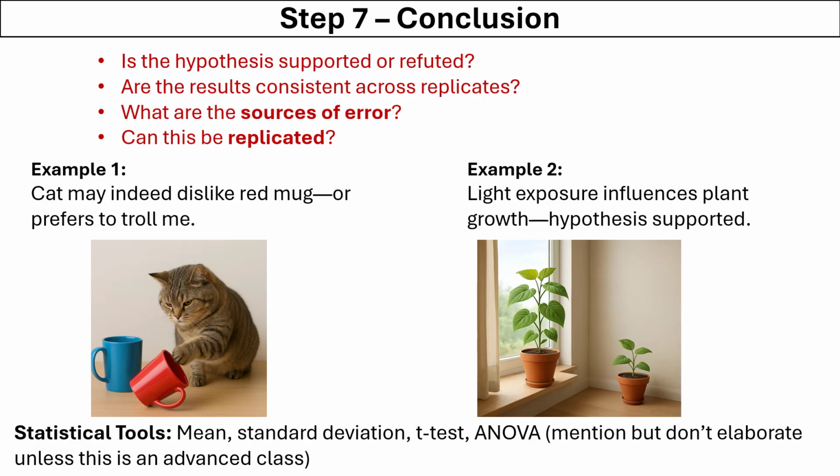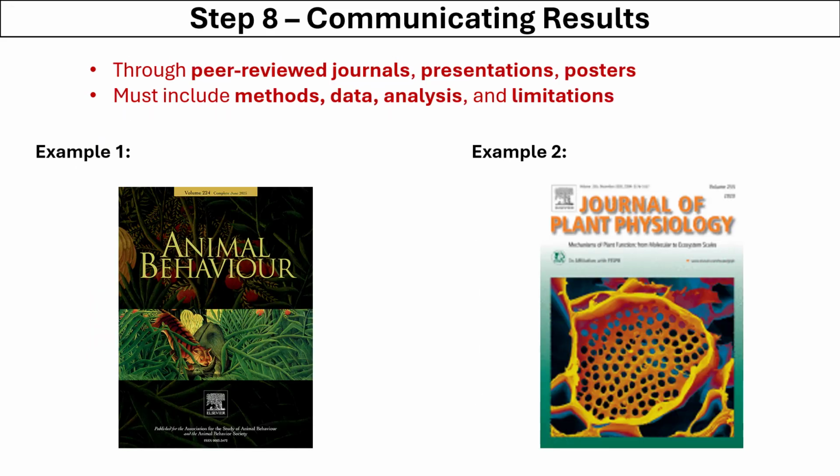Now that you have definite results, you have definite conclusions, you can go on and publish your findings. You find an appropriate journal. For example, for the cat study, you will find a journal on animal behavior, and for the plant study, you would say, I'm going to publish my findings in the Journal of Plant Physiology, and then you publish your findings.